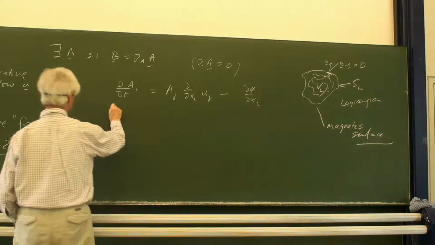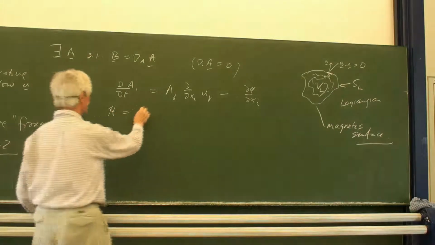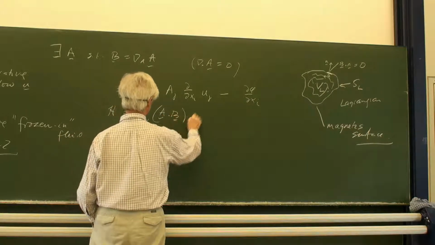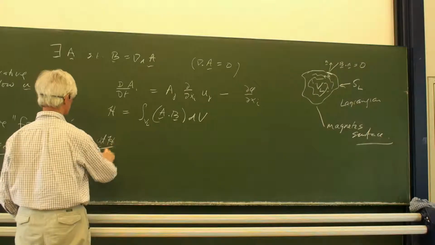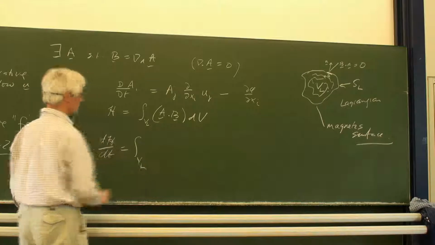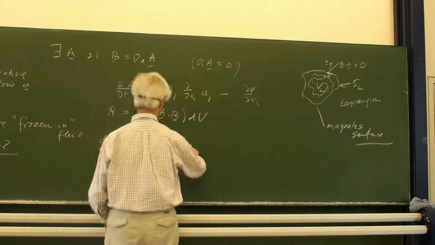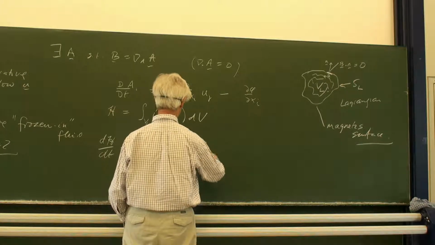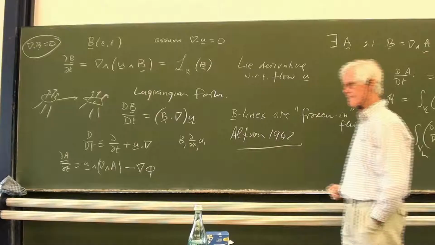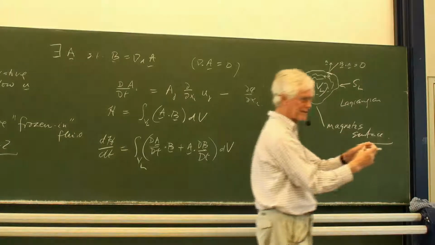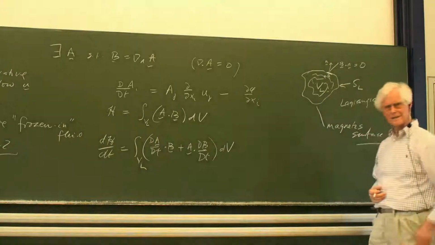Now we put the two together. The helicity, I haven't even defined it yet, or did I on a previous slide. The helicity is the integral throughout this volume of A dot B dV. So the rate of change of this helicity is what we're interested in, is the integral throughout the volume of, now we use the Lagrangian form, dA/dt dot B plus A dot dB/dt, dV. And you can use that form because the flow is incompressible. When you follow a volume element, its volume remains constant. So it's safe to do that with this dV integration.